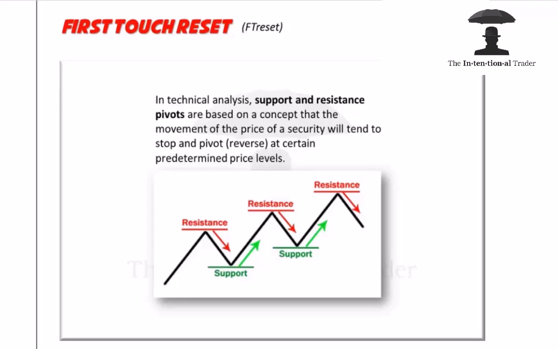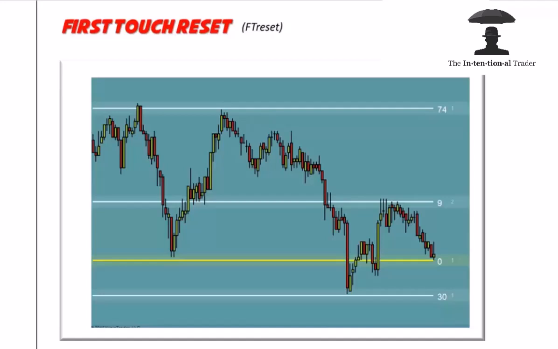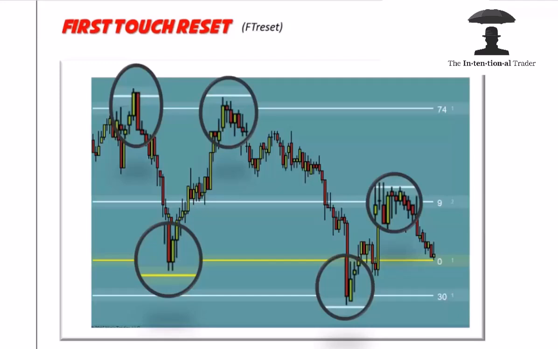Now, these pivots are based on a concept that the movement of price of an asset or security or contract or stock will tend to stop and pivot or reverse at certain predetermined price levels. For example, you see some pivots on this chart here, and you'll notice at predetermined price levels, price either stops and turns or has a hard time breaking through that particular pivot.